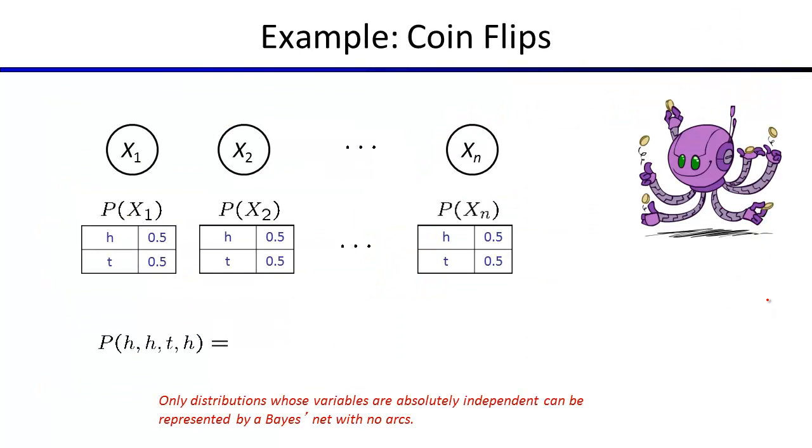Coin flips. So let's say we have our Bayes net here, 50-50 for every coin. If we want to compute the joint probability of head, head, tail, head, that's just equal to P(x1 = H) P(x2 = H) P(x3 = T) P(x4 = H). We just read out the consistent entries in each of the tables over here. We'd get 0.5 to the power 4.